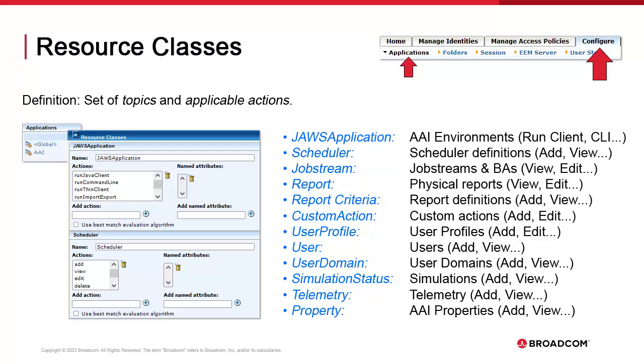There's a total of 12 classes. These are aspects of AAI which you can secure with a policy. You will never have to administer these resource classes, and you can ignore them. However, moving forward, be aware that an access policy always targets one and only one of these resource classes.